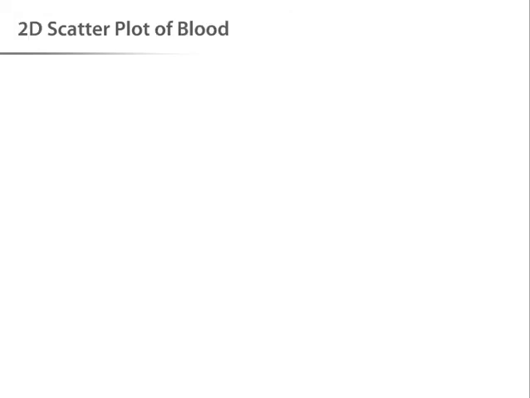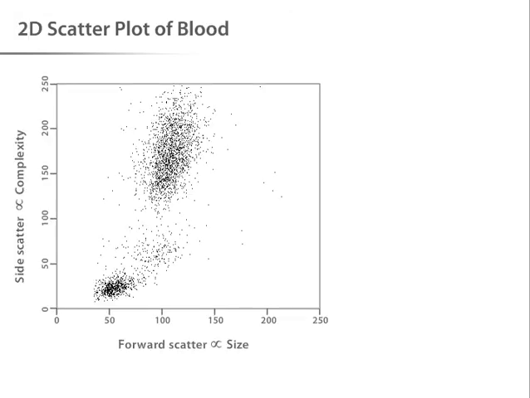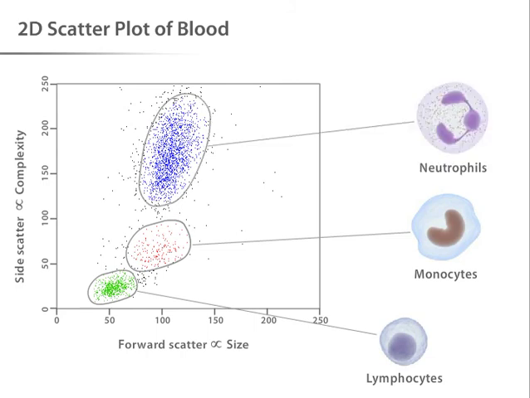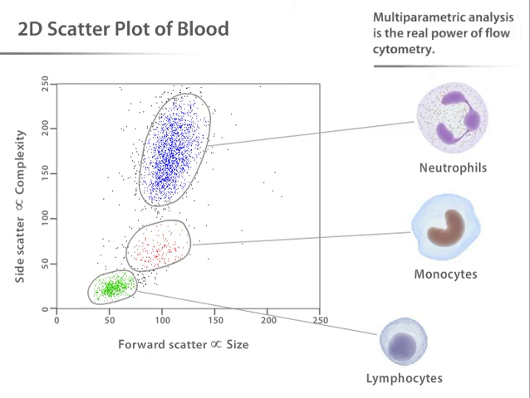scatter plot. Now we can view the results obtained when we create a scatter plot using forward and side scatter data from a typical peripheral blood cell run. The populations that emerge include lymphocytes, which are small cells possessing low internal complexity, monocytes, which are medium-sized cells with slightly more internal complexity, and neutrophils and other granulocytes, which are large cells that have a lot of internal complexity. This multi-parametric analysis is the real power of flow cytometry.